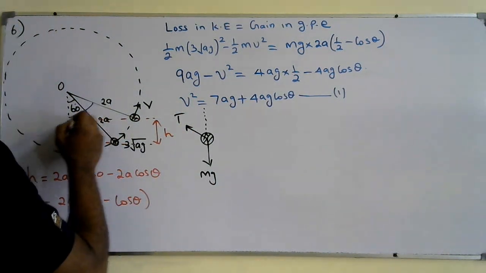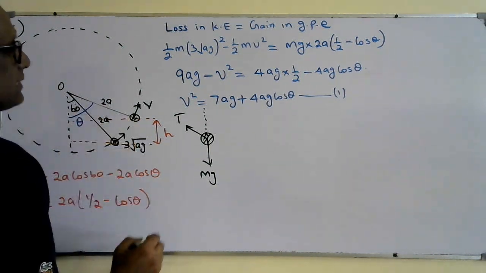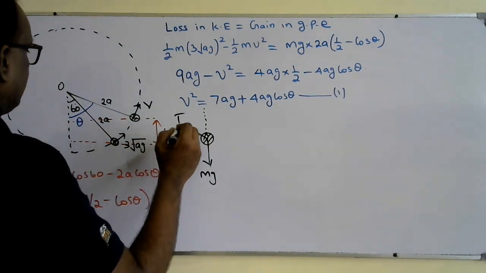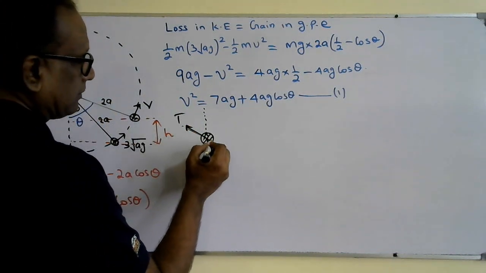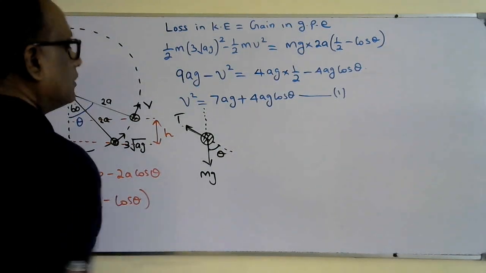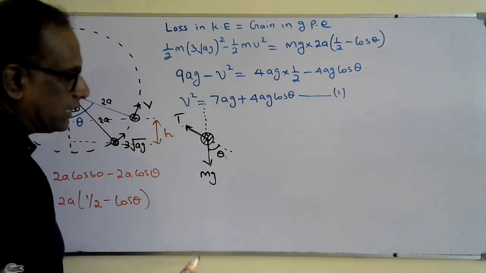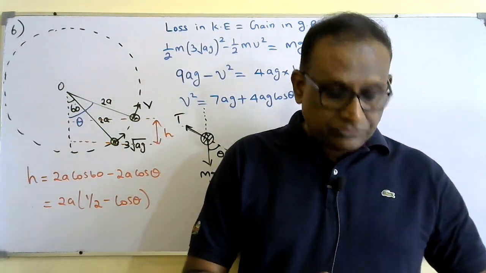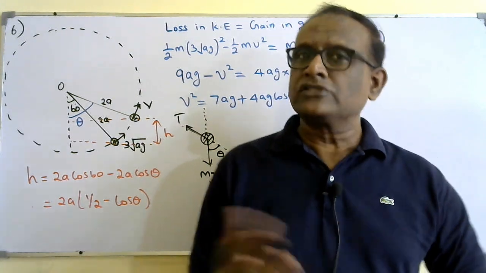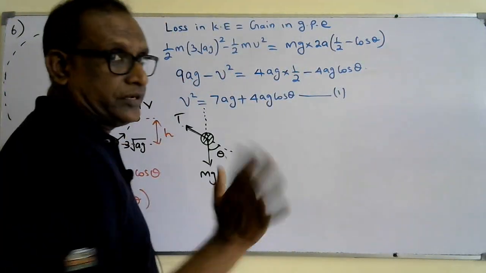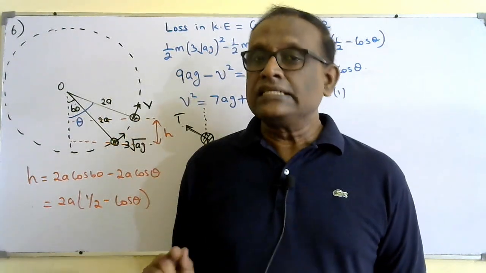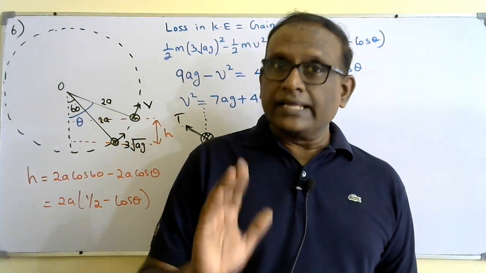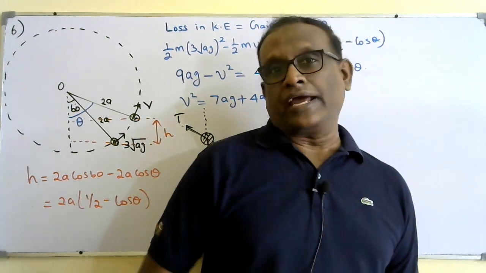The tension makes an angle theta with the vertical. So this is theta. Now the resultant force towards the center of the circular path, the center being O. Most students try to find the vertical component. No, we don't want the vertical component. We want the resultant force towards the center of the circular path. That is the centripetal force, which is given by F equals mv squared over r.